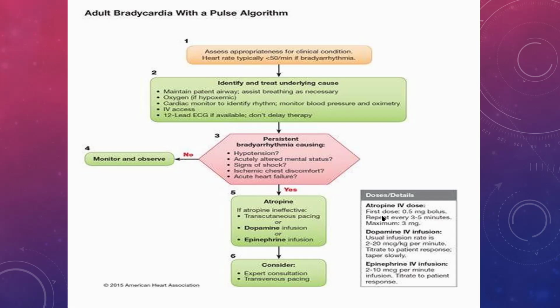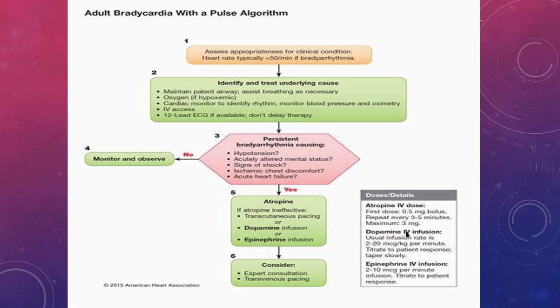And atropine is normally given as a single amp, so a 0.5 milligram bolus. And it's important to make sure that you give that bolus quickly and you repeat it every 3 to 5 minutes to a maximum of about 6 amps. And most patients will have recovered within that time. If your atropine is ineffective, you can consider transcutaneous pacing, which I'll discuss just now, dopamine or adrenaline infusions.